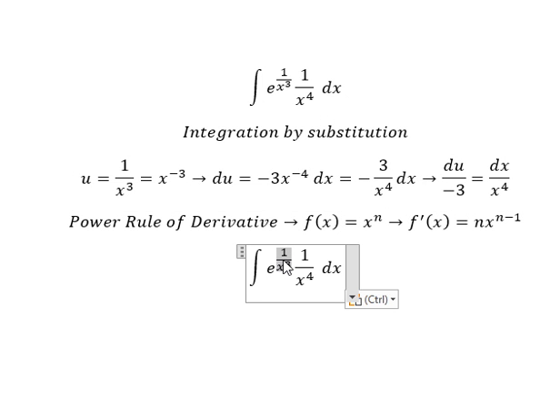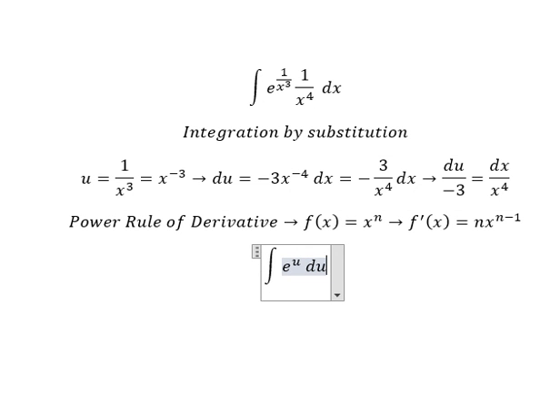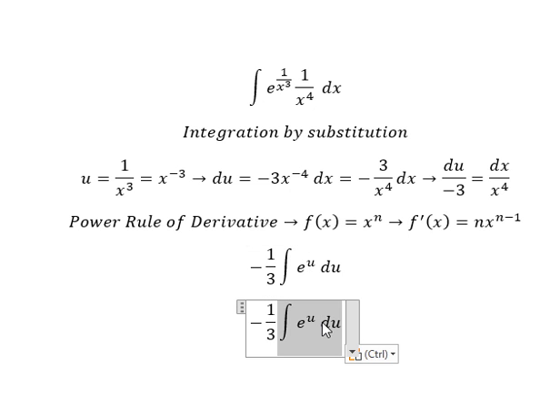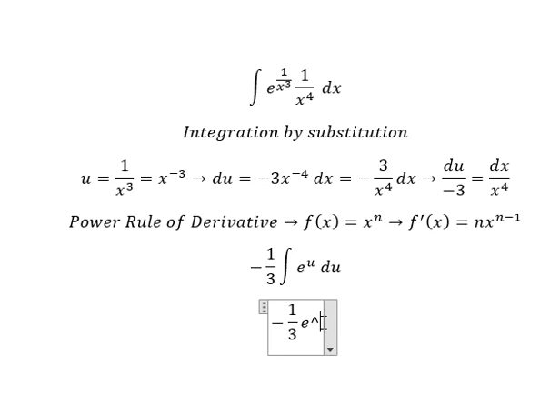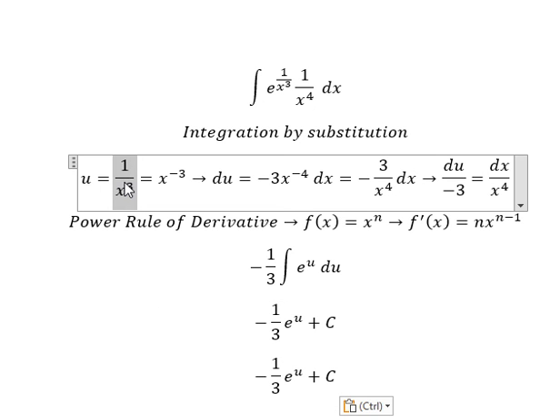This one we change by u. This one we change by du over negative 3. The integration of this one, we have e to the power of u, and I will put c. About u, that is about this one.